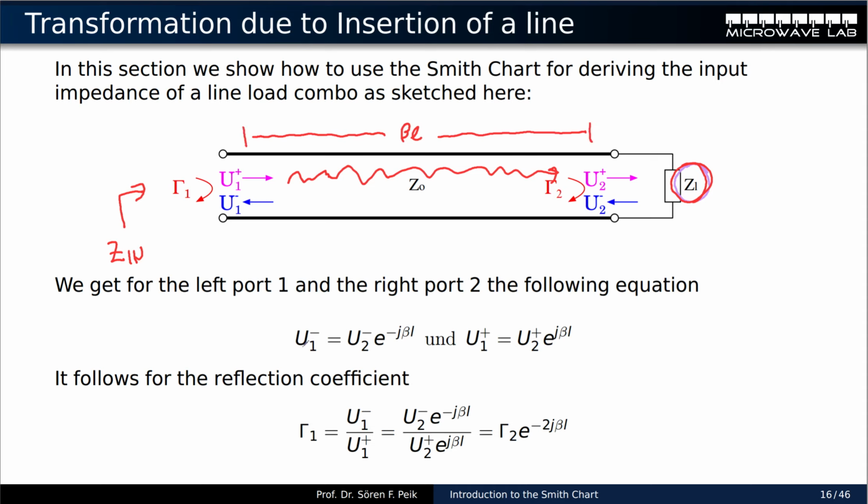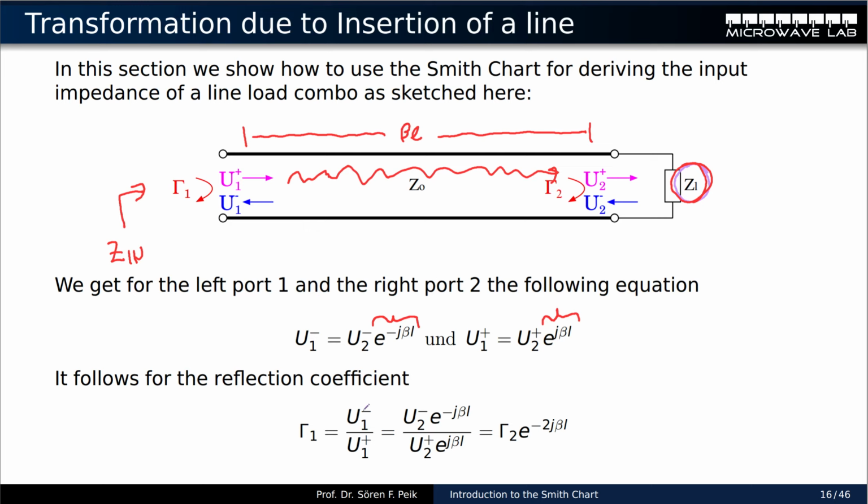So my U1 minus is the same as U2 minus, but with an additional delay of minus j beta L. That's well known from transmission line theory. The same is true in the other direction for the ratio between the two plus voltages. They are delayed by e to the j beta L, but this time it's plus because 1 is in time before 2. So now I can plug that in to find gamma 1.